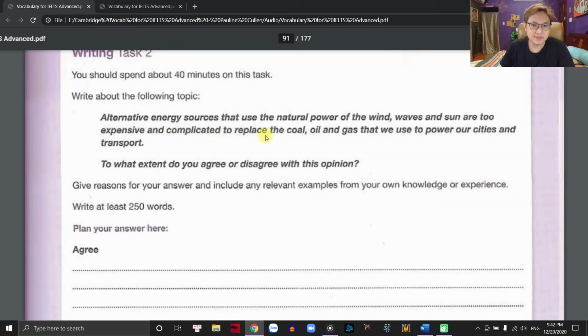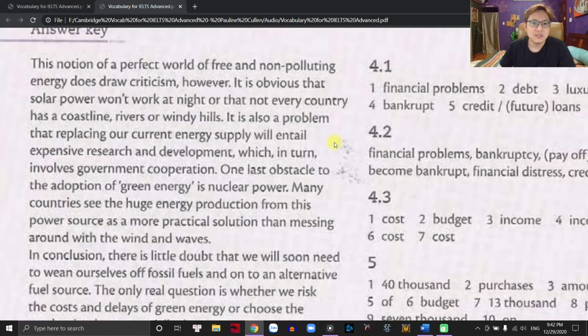How complicated to replace, you see. It is also a problem that replacing our current energy supply will entail expensive research and development, which in turn involves government cooperation.